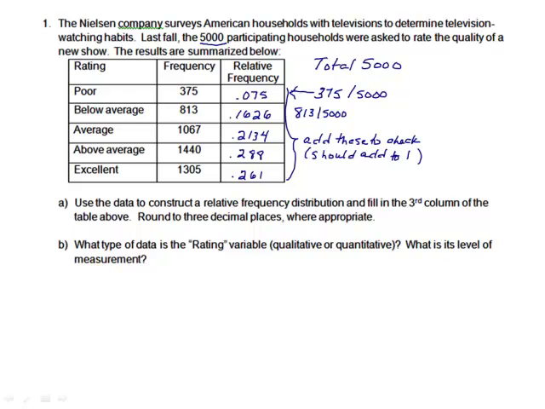Now, part B of this question is, what type of data is the rating variable? Is it qualitative or quantitative, and what is its level of measurement or scale of measurement? So the rating variable is qualitative, but the level of measurement would be ordinal because we can put the ratings in some type of order that makes sense.